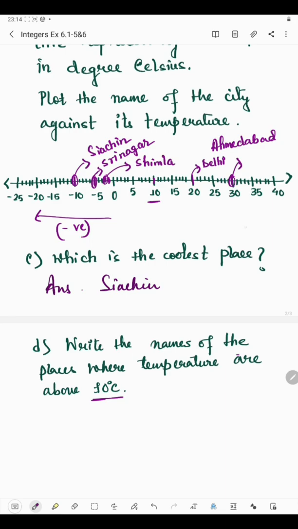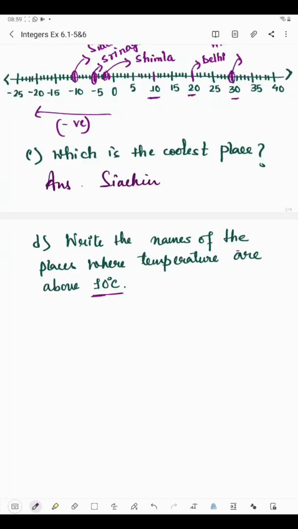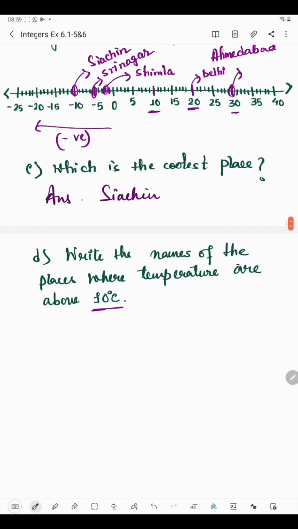Now we will see the right side of 10 degrees Celsius, because when you are going above, that means we will see the right side of 10, because when you move towards the right, numbers are getting increased. Now if you see the right side of 10, we have 20, which is Delhi's temperature, and 30, which is Ahmedabad's temperature, which lies right of 10.